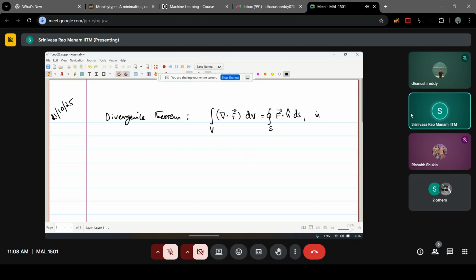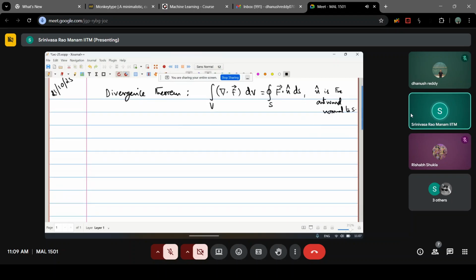So n is the outward normal to S, which is closed. Now what I do is, I take this vector field F as some scalar function times the gradient, f grad f, where f is a scalar function.